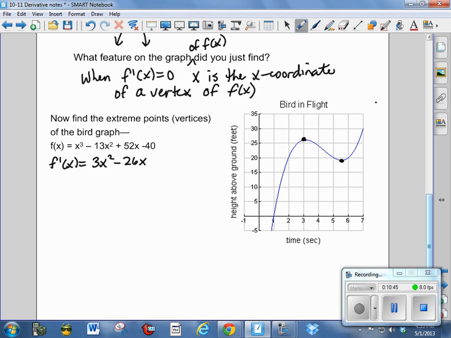Now, at these two values, remember, the slope of the tangent line is going to equal 0, which means the derivative function has to equal 0. So I'm going to set f prime of x equal to 0. So this is what I'm trying to find: 3x squared minus 26x plus 52 equals 0. And I need to find the x's that make that true. And notice I'm going to get two values for x, which makes sense because I have two vertices now.